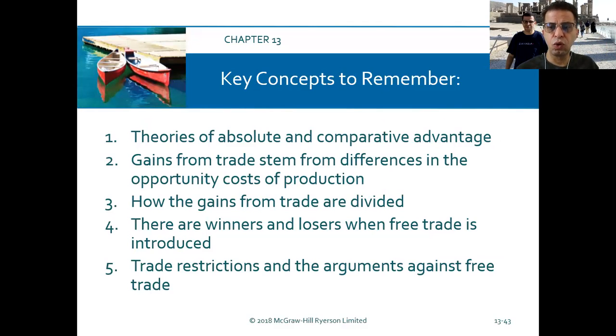So overall, what we picked up from this chapter 13 is the theory of absolute and comparative advantage. The gain from trade stems from the difference in opportunity cost of production. We spoke about trees versus oil in Saudi Arabia, I cut the trees and my neighbor makes t-shirts, or beans and wheat between the Philippines and the US. These are all examples.